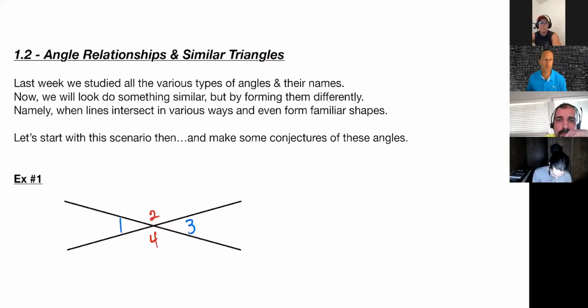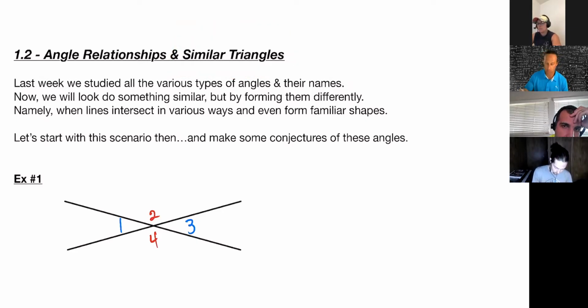All right, welcome to week 2, 1.2, 3, and 4, which is going to wrap up chapter 1 this week. We're going to piggyback off of what we left off with last week with that 1.1 introduction to a lot of the names and measurements of angles. We're going to add on to that as well as talk about similar triangles, which we also worked on a little bit last time.